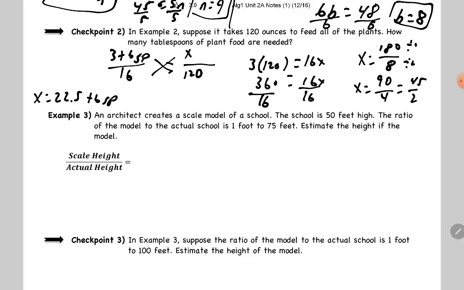An architect creates a scale model of a school. The school is 50 feet high. The ratio of the model to the actual school is 1 foot to 75 feet. Estimate the height of the model. That's not "if," that's "of."